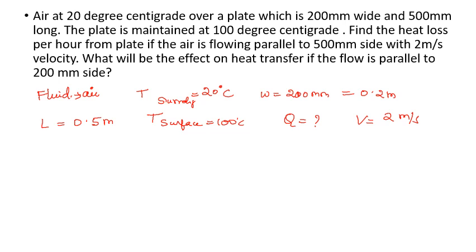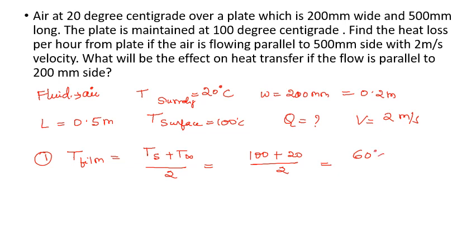To find out, the first step is to find the temperature of the film. The film temperature is nothing but T surface plus T infinity divided by 2. So it is 100 degrees plus 20 degrees divided by 2, that is 120 degrees divided by 2, equal to 60 degrees. So I am supposed to find out the properties of air at 60 degrees centigrade.